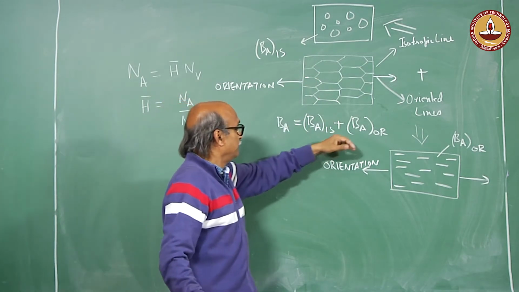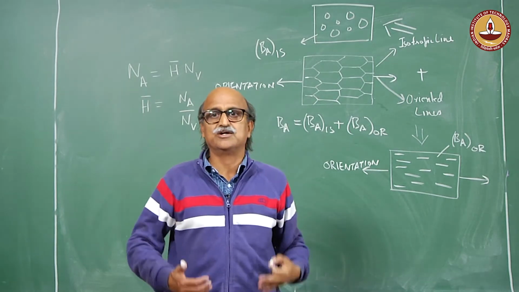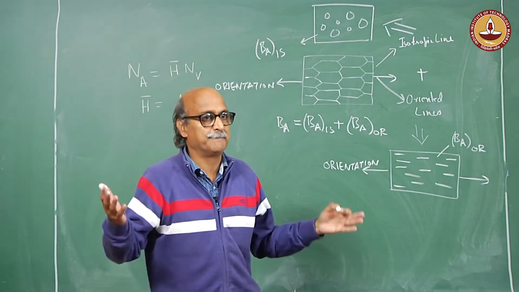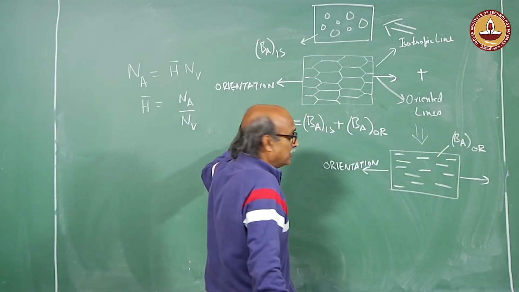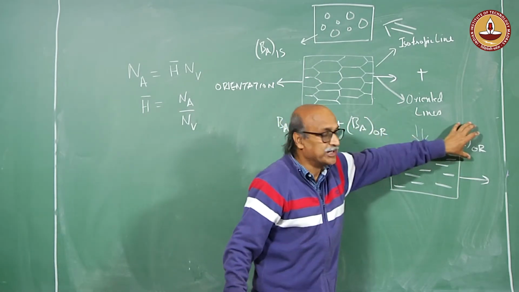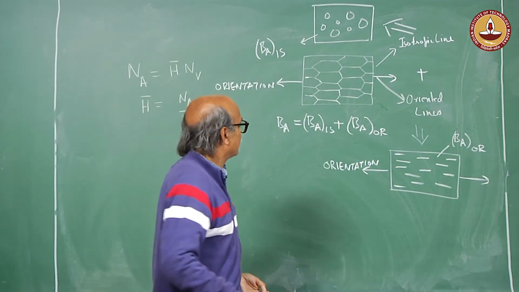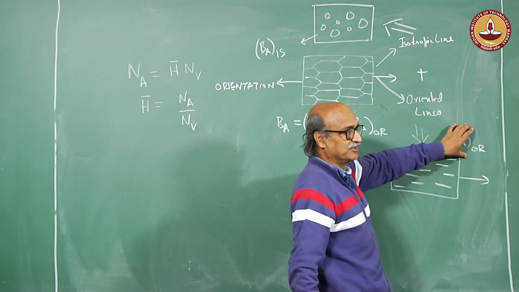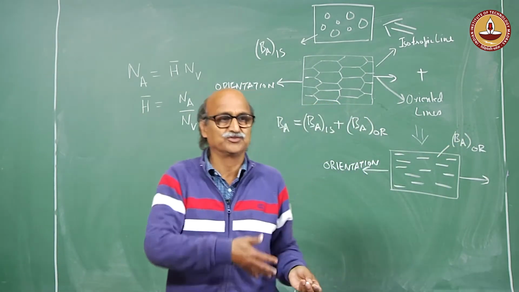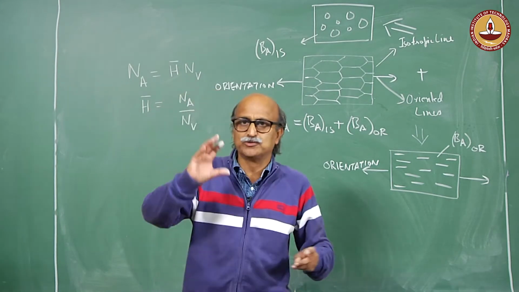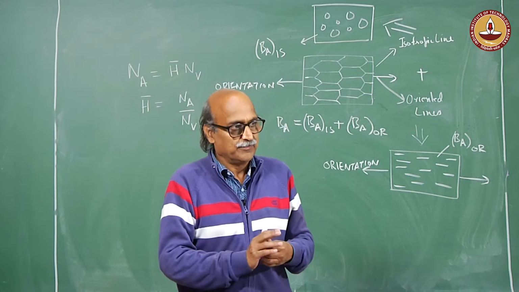If I am able to separate out these two components, then I will be in a better position to say something on the extent of orientation. If a large fraction of the total boundary length is oriented, then we will say that this is highly oriented, and if only a very small fraction is oriented, then it is more towards isotropic. And I will then be able to define a single parameter to describe such a structure.